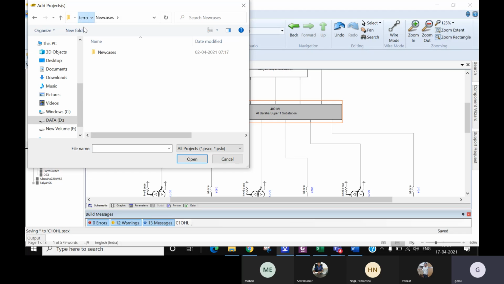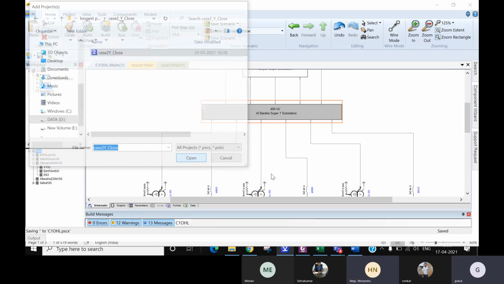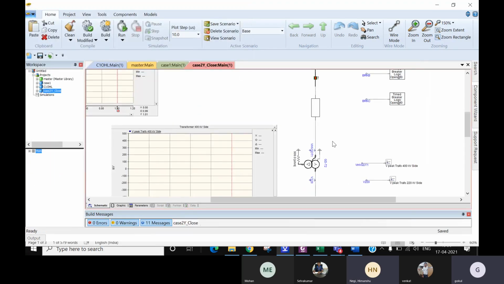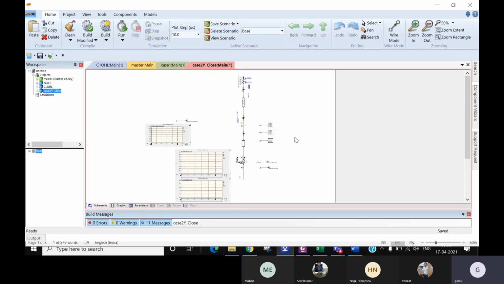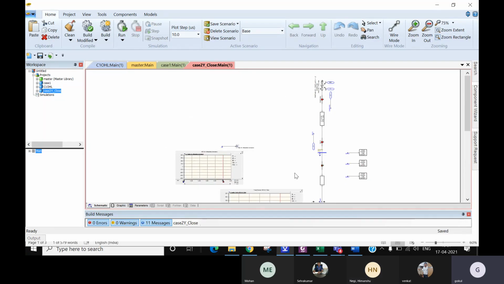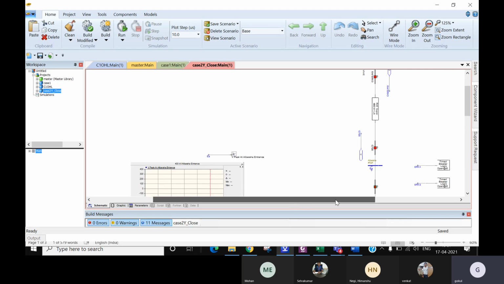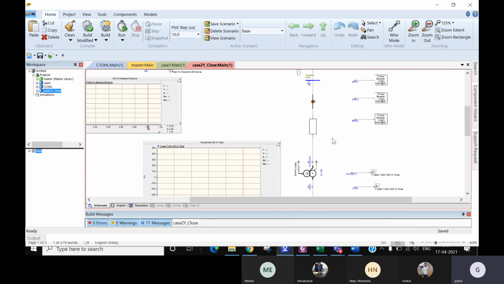New case, not new case, longest path. So this is now case number 2. This is the overall SLD. Can you see the overall SLD? Yes, you can see it. I'll zoom in and show each and every individual component.